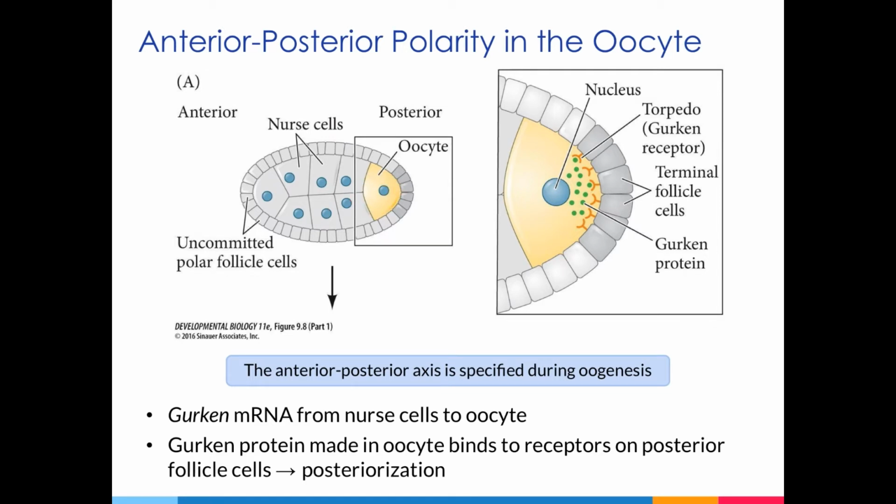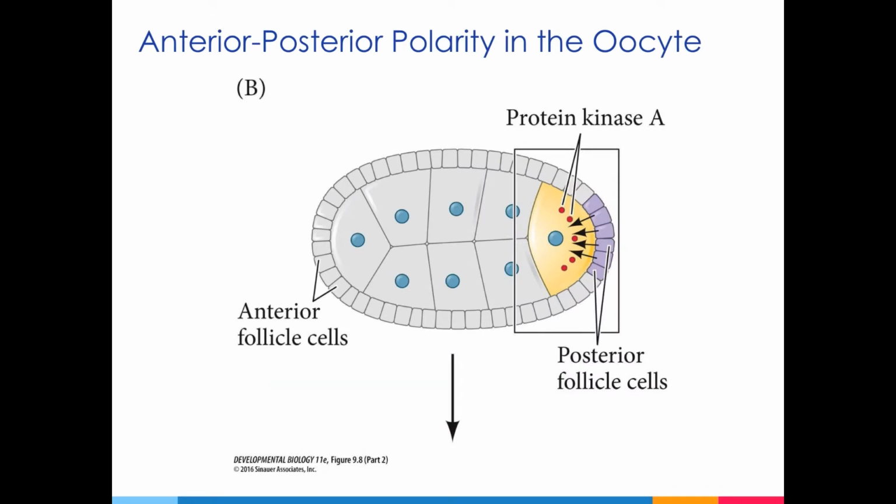Once in the oocyte, gherkin is translated into protein, and it localizes between the nucleus and the cells that will become the posterior follicle cells of the egg chamber. These posterior follicle cells do not form part of the embryo, they're part of the egg chamber. However, they're very important because when the gherkin protein binds to receptors on these cells, the follicle cells respond by secreting proteins into the oocyte that rearrange the microtubules.